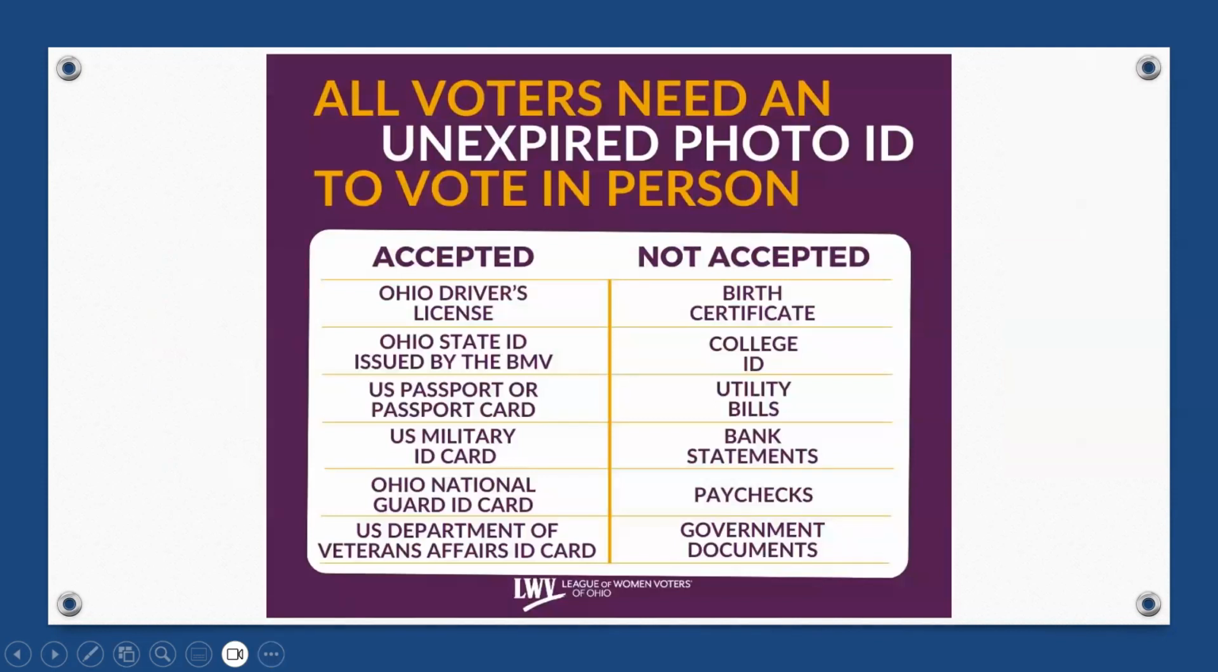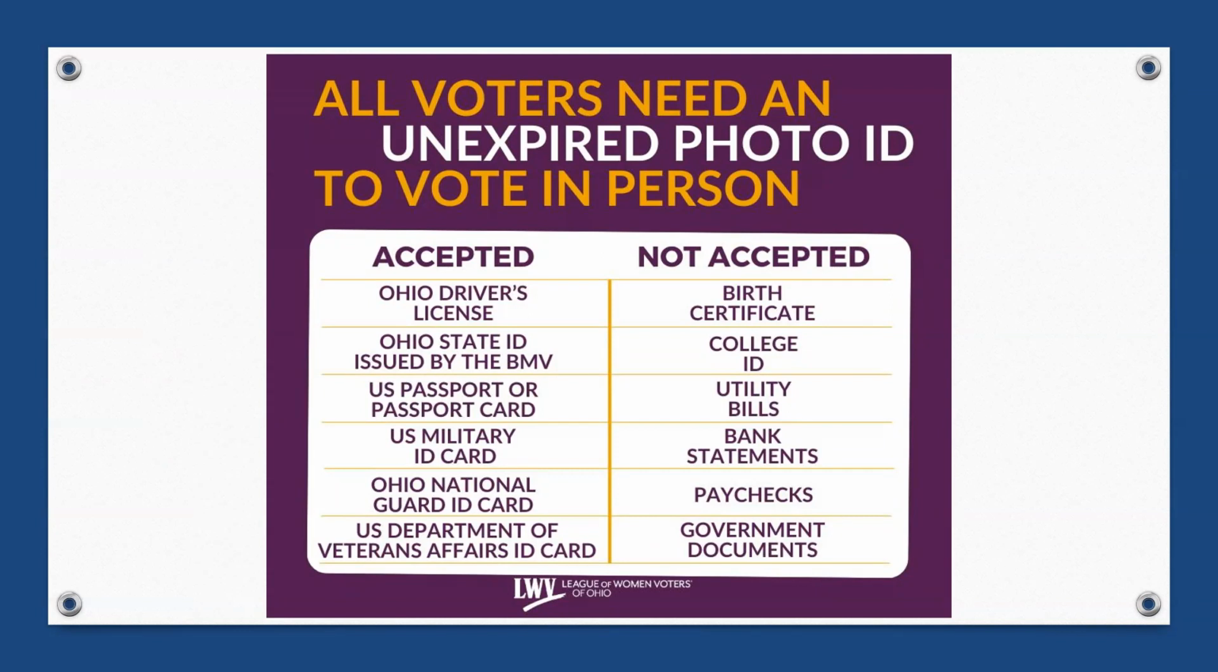Okay. So as of 2023, we have new laws in Ohio regarding voting. And the laws actually covered quite a bit of things. There are different deadlines for certain voting related activities. But here I just wanted to focus on the biggest change, which is that all voters need an unexpired photo ID to vote in person.